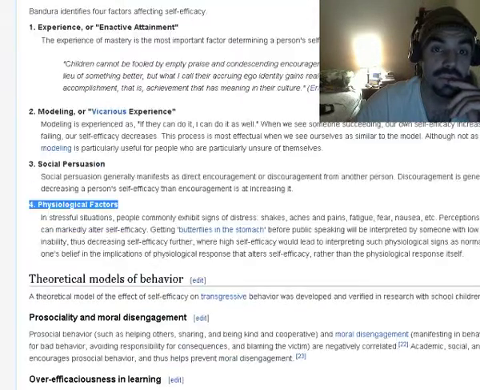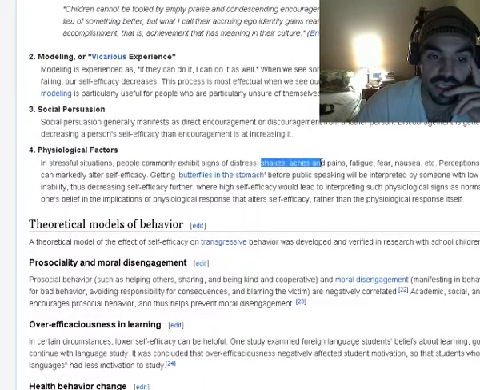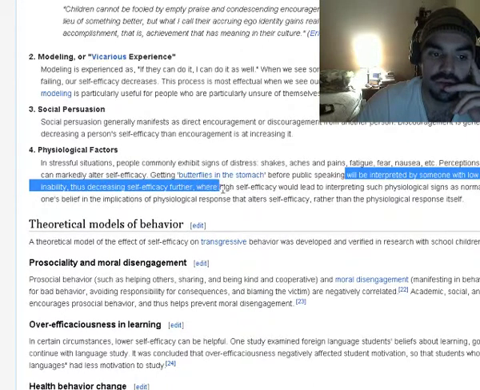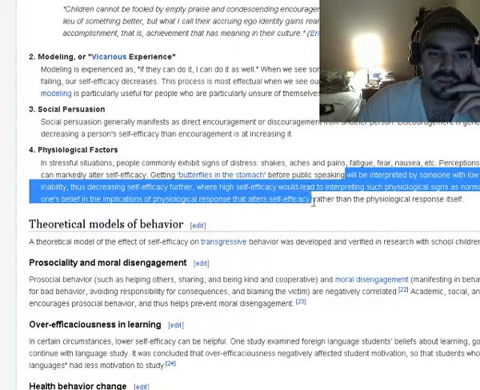I'm going to talk about the physiological. In stressful situations, people commonly exhibit signs of distress: shakes, aches and pains, fatigue, fear, nausea, etc. Perceptions of these responses in oneself can markedly alter self-efficacy. Getting butterflies in the stomach before public speaking will be interpreted by someone with low self-efficacy as a sign of inability, thus decreasing self-efficacy further, where high self-efficacy would lead to interpreting such physiological signs as normal and unrelated to ability. It is one's belief in the implications of physiological responses that alters self-efficacy, rather than the physiological response itself.